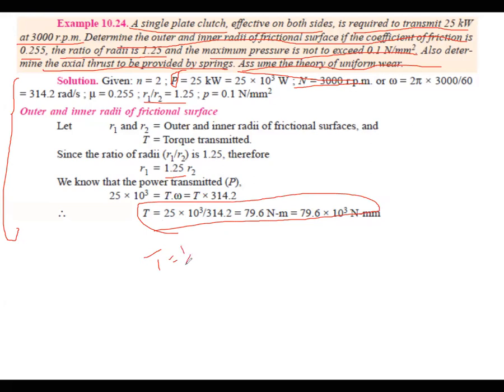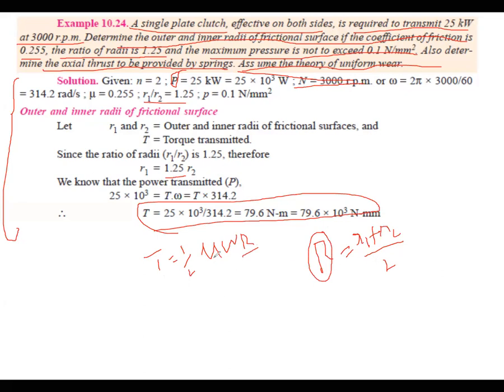What is it? 1 by 2 into mu into W into R, right? Where R is equal to what? This is uniform wear, so R is R1 plus R2 by 2. Then substitute this first here. R1 is already given as 1.25 into R2, so 1.25 into R2 plus R2, divided by 2. So you will get that R value, and you are going to substitute that R value over here.